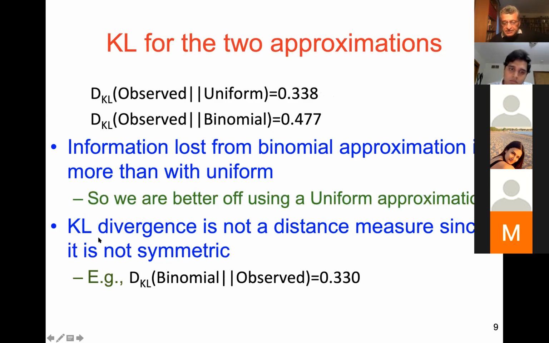Okay, so be it. That's a kind of measure. KL divergence is not a distance measure since it is not symmetric. So if you do binomial to observed or observed to binomial, if you did binomial to observed, you get 0.33. Oh, that's much better. Maybe this will also change. So that's something to know about KL divergence.